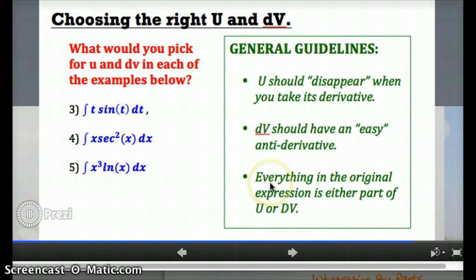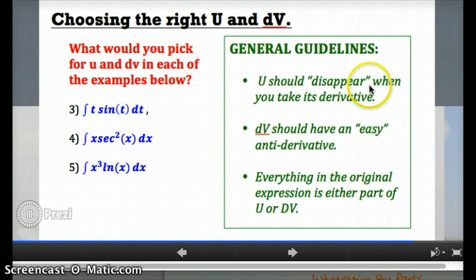Here are some general guidelines. You should pick the u function so that when you take its derivative, it either disappears or its power decreases so that you could maybe repeat it and get the same thing to happen later. dv should have an easy antiderivative. If you pick something for dv that doesn't have an easy antiderivative, then when you go to find the actual v function, you're going to get stuck.